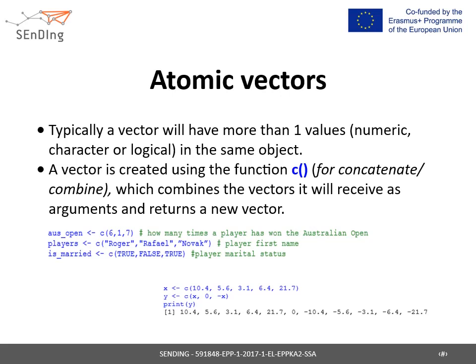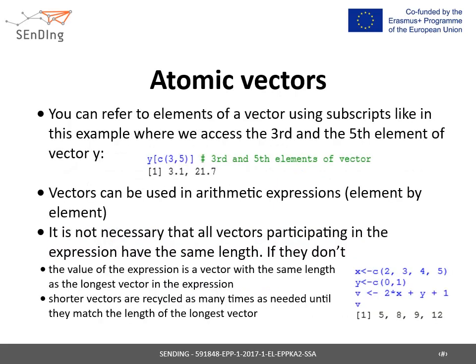The combining mechanism is more evident in the second example, where we construct vector y using an existing vector x with 5 values, then value 0, and then again vector x with each value replaced by its opposite. You can refer to elements of a vector using subscripts like in this example where we access the third and the fifth element of vector y.